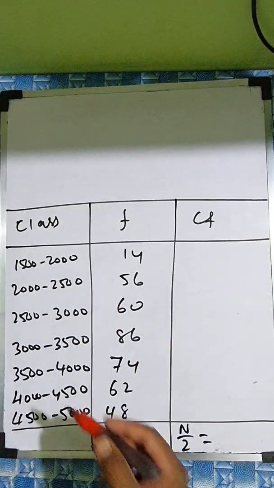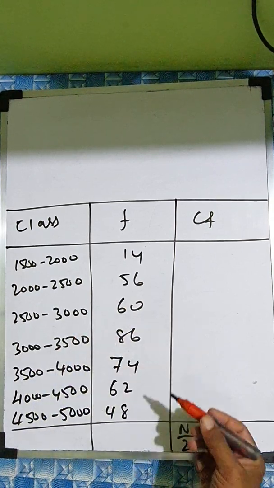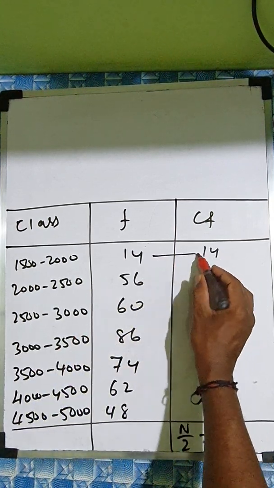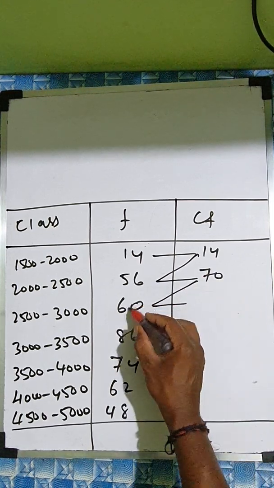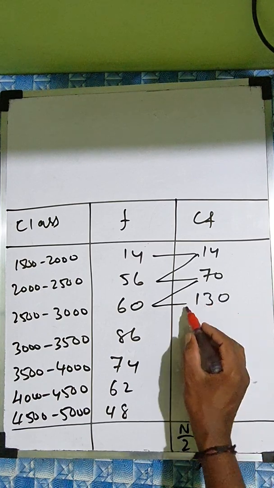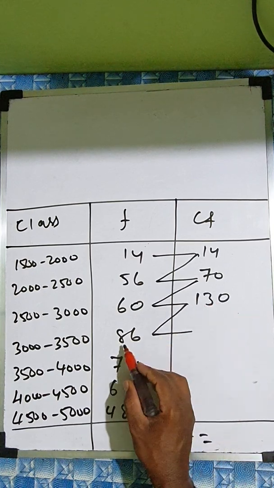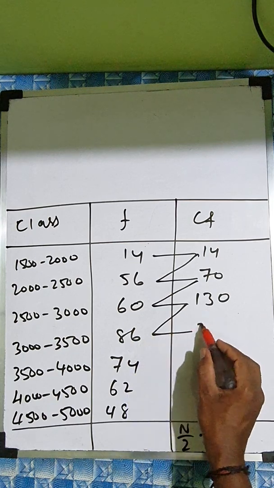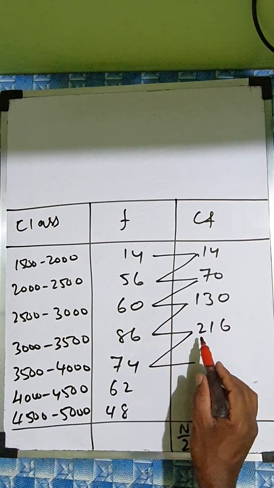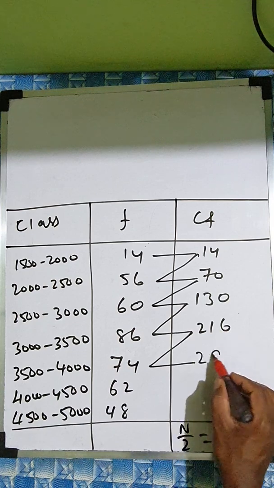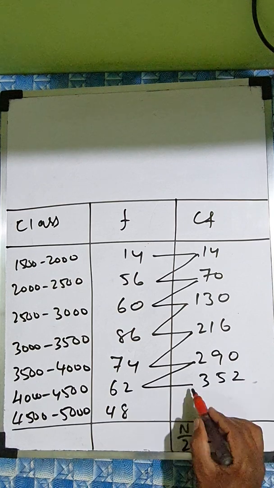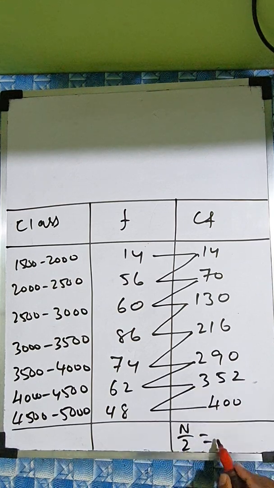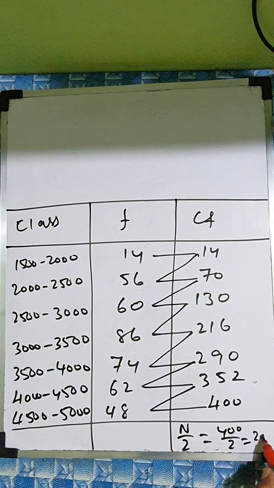I just wrote the class here and the frequency, and we will find the CF here: 14 plus 56 is 70, 70 plus 60 is 130, 130 plus 86 is 216, 216 plus 74 is 290, 290 plus 62 is 352, then if you add, it will be 400. So 400 by 2 is 200. So we got n by 2 is 200.